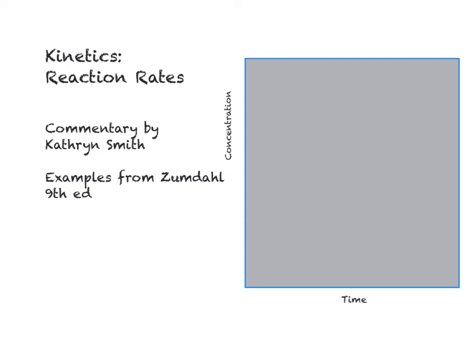Today we're going to talk about the first few sections of our Kinetics chapter, which studies how the concentration of reactants and products changes over time. You'll notice that our concentration of reactants always goes down over time, and our concentration of products will rise over time.